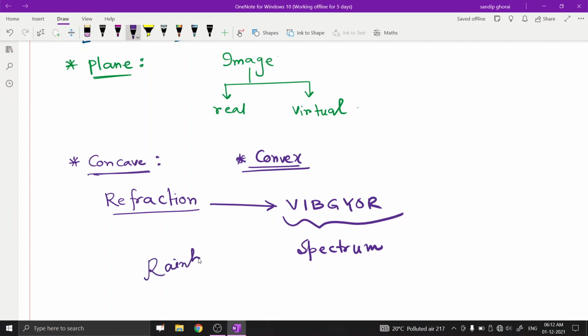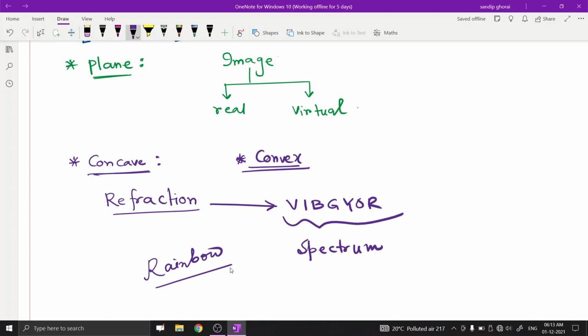For a rainbow, after rain, some small water drops float in the atmosphere, and when sunlight travels through these tiny water droplets, they behave as a prism. So after refraction we get a spectrum in the sky. That is called dispersion.